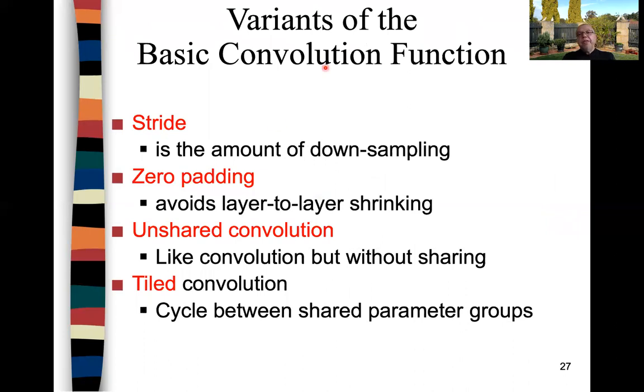So there are some variants of the basic convolution function, and these variants are related to the stride, which is the amount of downsampling. We're going to explain very easily what it means. The zero padding, which avoids layer-to-layer shrinking. So remember we've seen that the output has shrunk. So this zero padding would allow us to avoid this shrinking. The strided convolution, this is like the convolution but without sharing the weights. We explain that later. And the tiled convolution, which cycles between shared parameter groups.